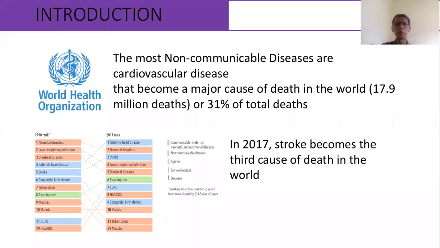WHO announced that the most non-communicable diseases are cardiovascular diseases. Cardiovascular diseases are heart disease and stroke. Non-communicable disease became a major cause of death in the world: 17.9 million deaths, or 31% of total deaths. One third is a big problem. In 2017, stroke became the third cause of death in the world.